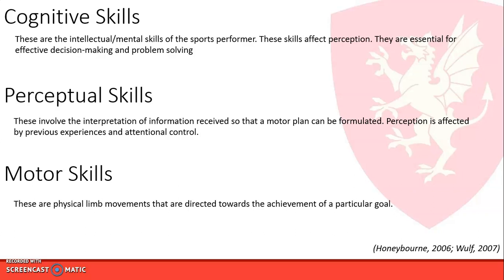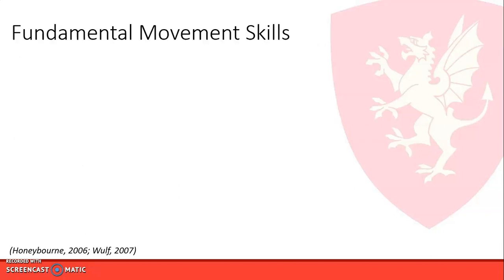So again, if we link that to our information processing model, that links to the physical limb movements, the effector mechanism, the actual doing of the motor program that has been sent to those effector organs, the effector organs being the muscles.